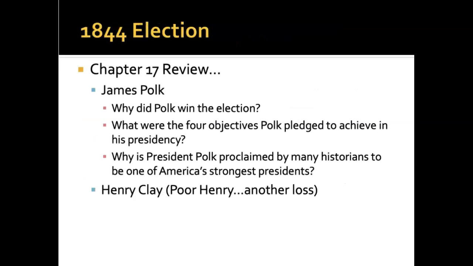So 1844, it is the year of an election, and you have the 11th President of the United States now, Mr. James Polk. He runs against, guess who? Henry Clay. And yes, he loses again. This guy's still trying to run. But why did Polk win the election? It mostly had to do with the 4 objectives that he did pledge to achieve in his presidency, and it has a lot to do with acquiring some land here. So I'm going to tell you what these were, and then maybe you might want to tell me tomorrow or Thursday, Friday when I see you, why do you think President Polk has been named by many historians one of America's strongest presidents? And maybe it'll be after I tell you the 4 points.